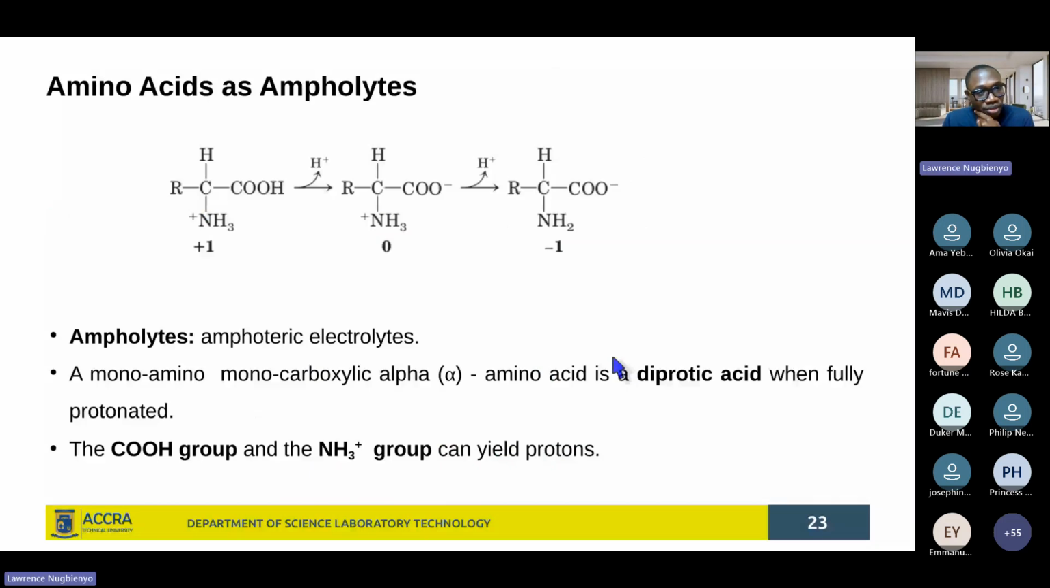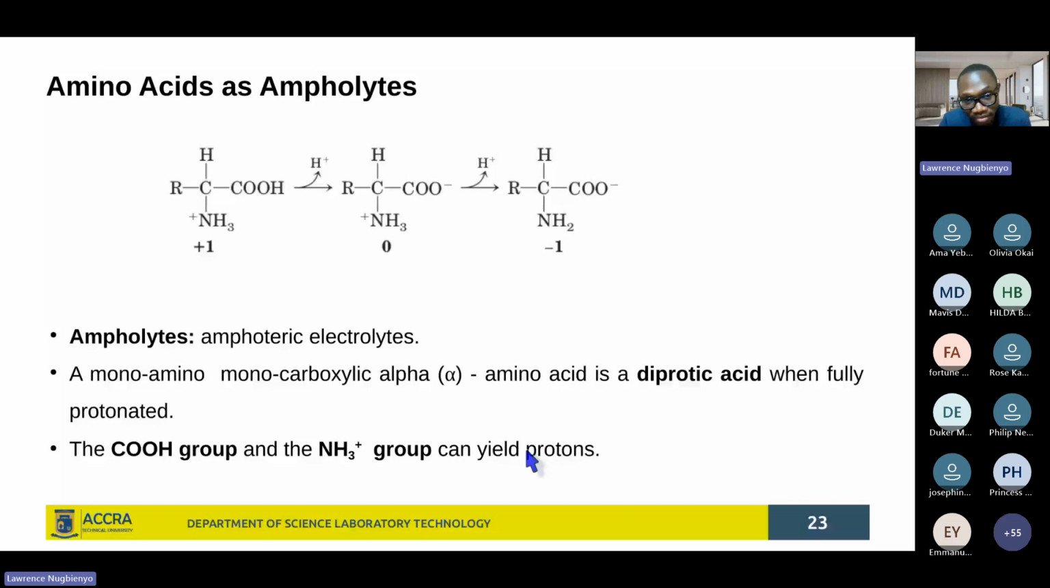Now, the zwitterion, or say amino acids, are then referred to as ampholytes, which is to say these are amphoteric electrolytes. What does it mean, an ampholyte or amphoteric electrolyte? This is coming from the Greek prefix amphi. You remember the word amphibian. What's an amphibian? An amphibian is an animal that lives on land and in water, both land and water.